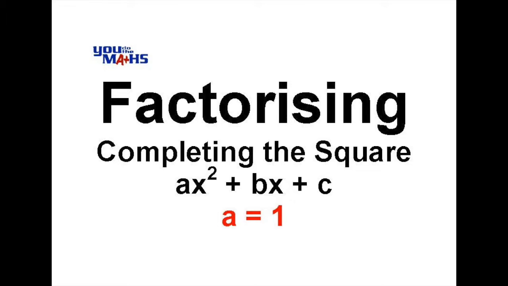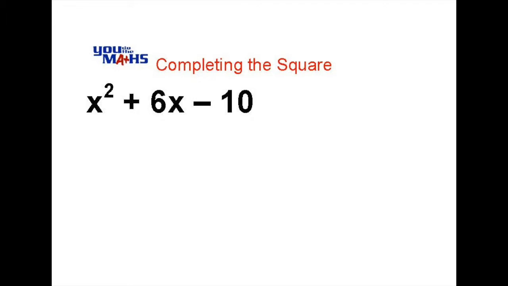Completing the square is a process we often use to graph quadratic equations. We do this because it puts the equation in terms of key features of the graph. Let's consider an example here where we've got x squared plus 6x take 10. If you pause here and check, you'll find that this won't factorise using conventional methods.